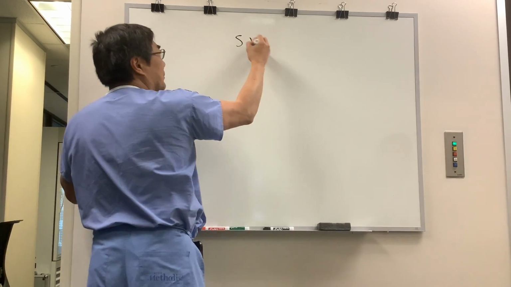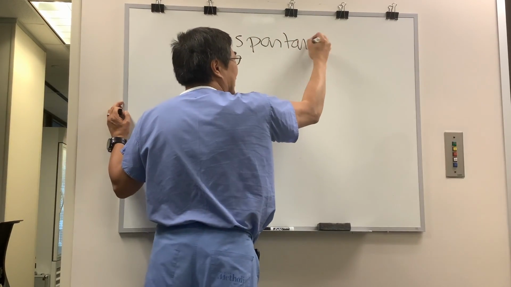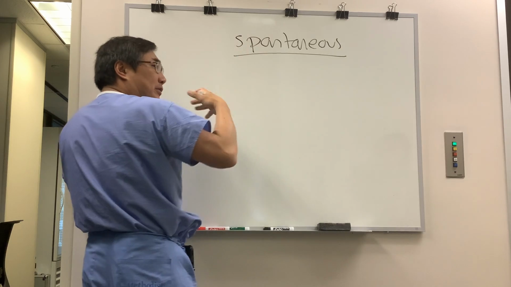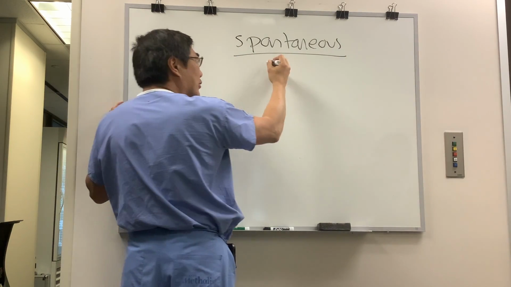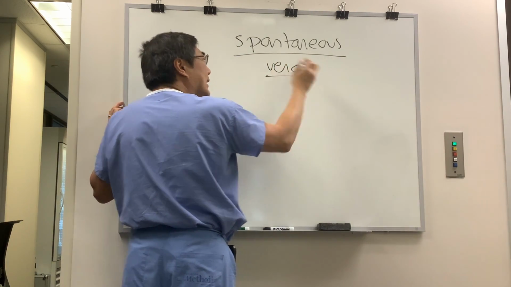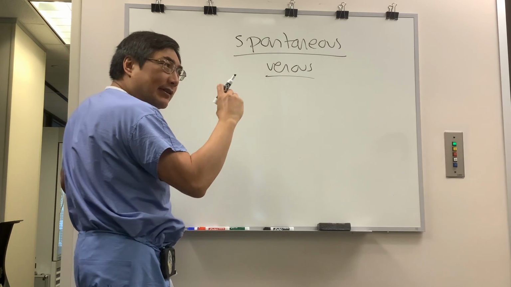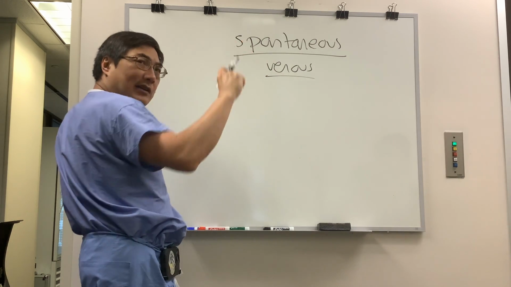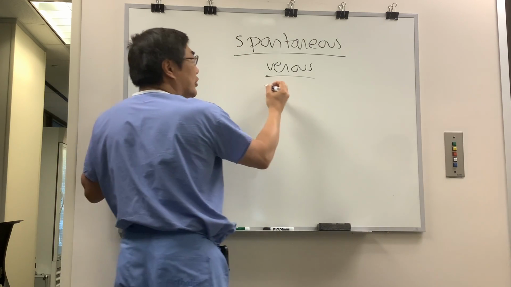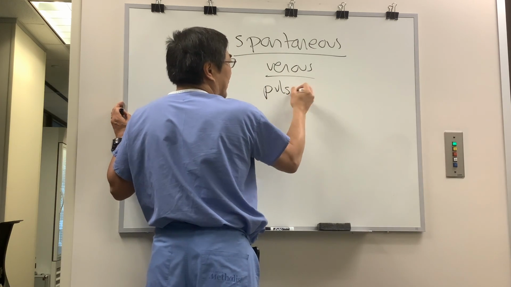So we're going to be talking about spontaneous venous pulsations, which are spontaneous, which means they come and go on their own. It's on the venous side, and the reason it's on the venous side is the vein doesn't have a good muscularis and cannot autoregulate, so it collapses. It's susceptible to pressure. And we're looking at a pulsation.